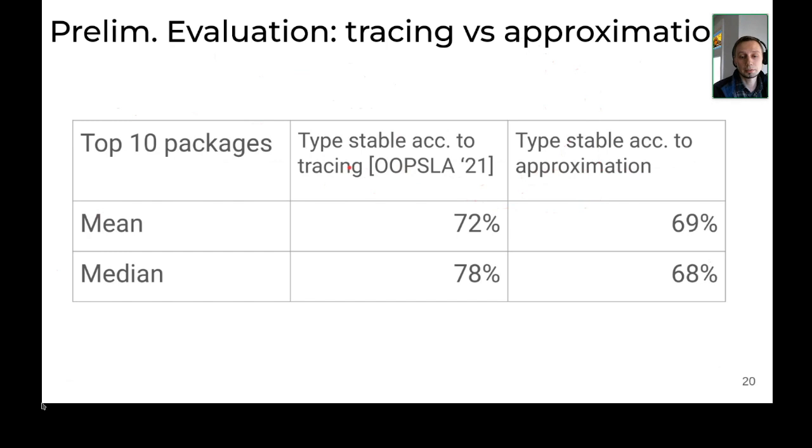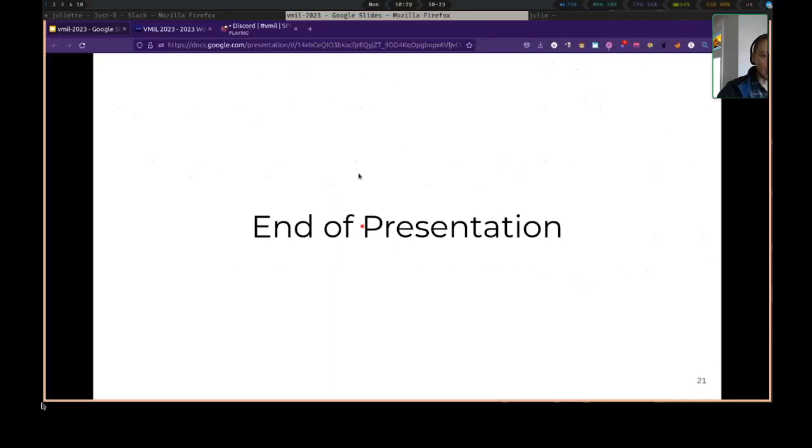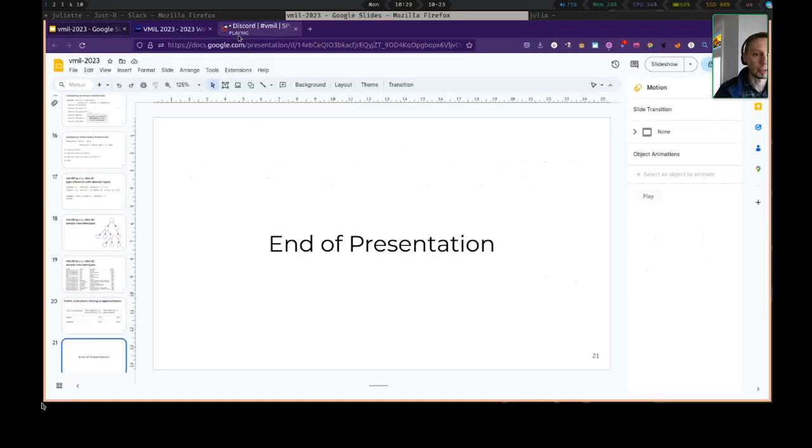But our preliminary evaluation against the earlier Uppsala work shows that the numbers that we compute for type-stable methods, the amount of type-stable methods in those packages that we analyze, some 10 popular Julia packages, are actually pretty close to what we saw when we did tracing, when we just ran tests and saw whether the test call is stable or not. So that's where I want to leave this presentation, and I'm happy to take any questions.